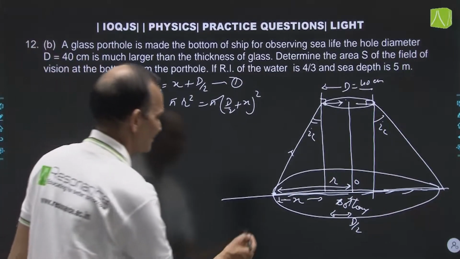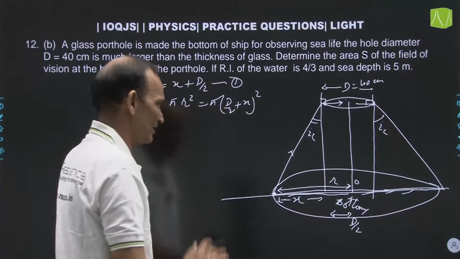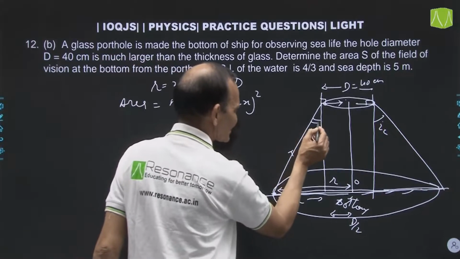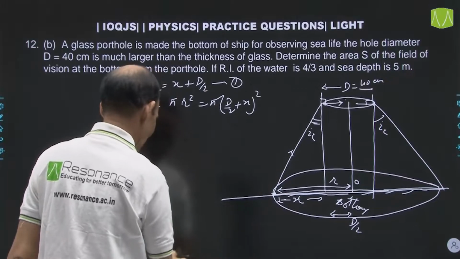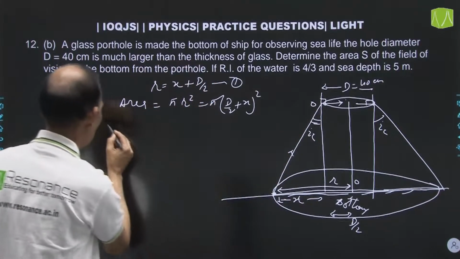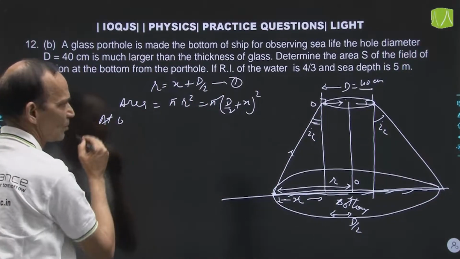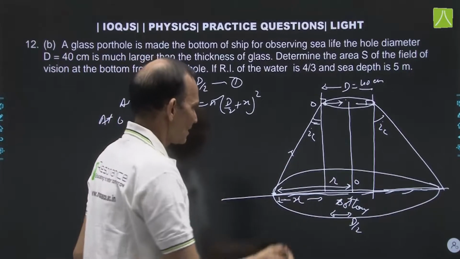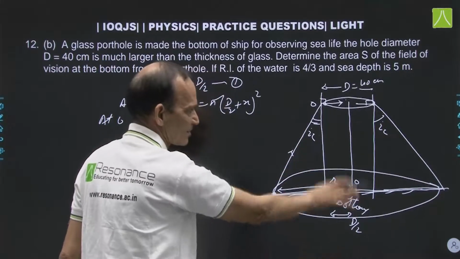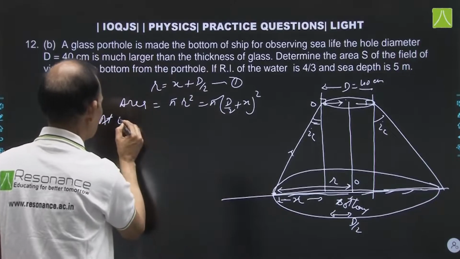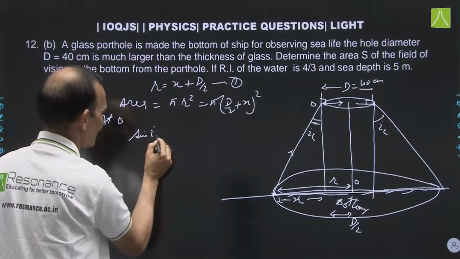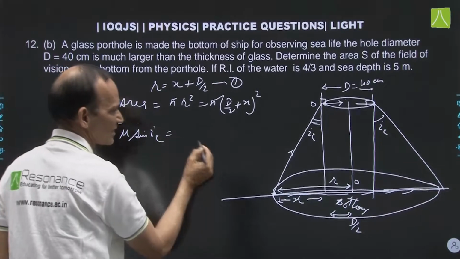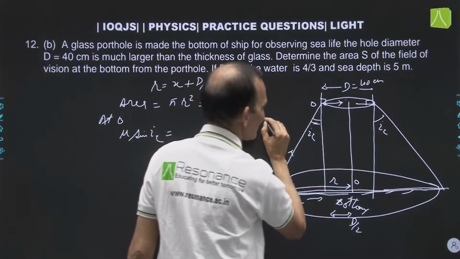I have to find this x. How will I find it? See, at this point I can apply Snell's law at point O. Now IC, it is water, mu, that is sine of IC into mu. Mu is the refractive index of water. Here is water.